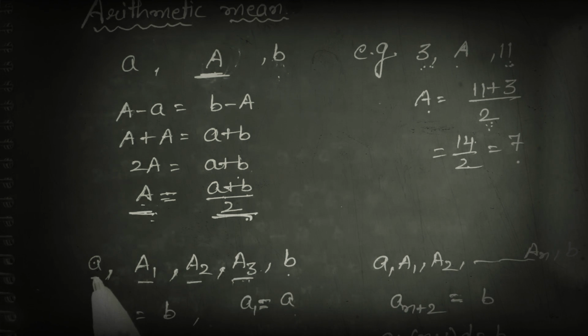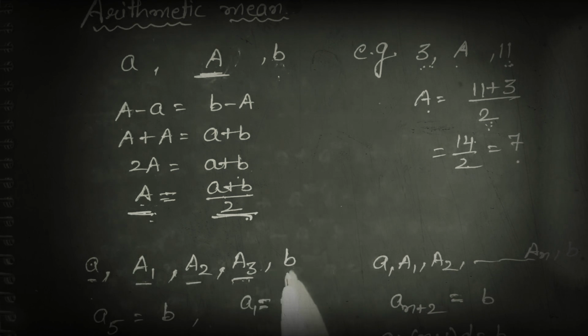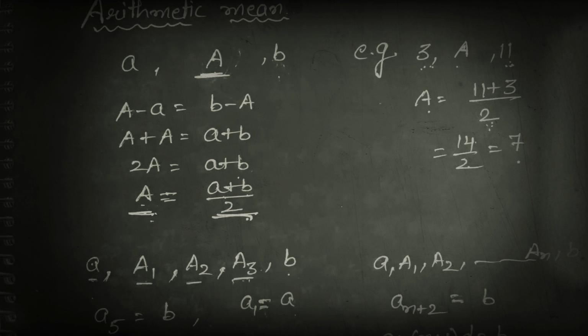The first term given is a and the last term, the fifth term, is b. So by using these two we will find d. If we find d, then we can find A1, A2, A3. So what is the fifth term? a plus 4d. It is equal to b. So 4d will be b minus a, then d will be (b minus a) upon 4.